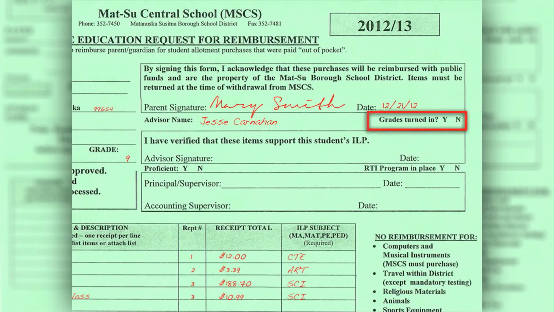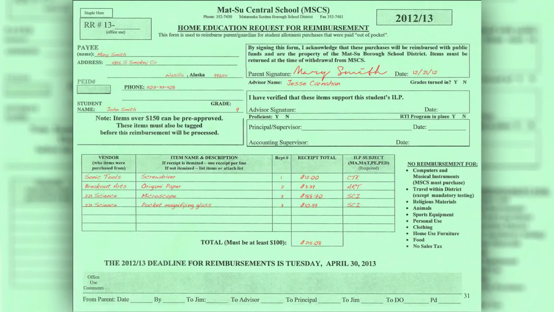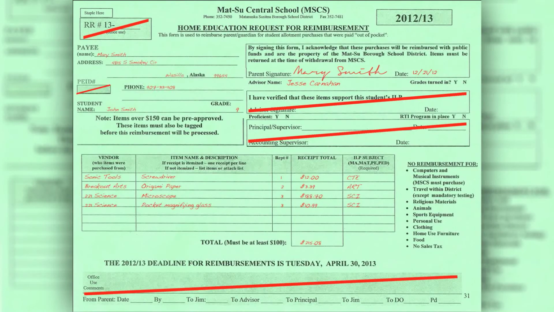Slightly to the right, you will find grades turned in, Y, N. If your child's grades have been turned in, circle Y for yes. If not, circle N for no. You have done all the writing on this sheet that you have to do. You get to leave all these other areas blank: the teacher advisor box, principal supervisor box, and all the gray areas labeled for office use.